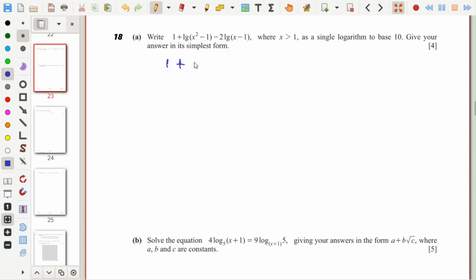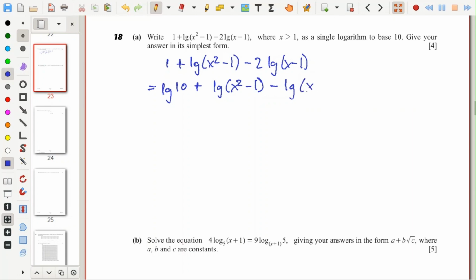1 plus... okay, you are expressing as a single logarithm. So this one can be written as log 10. From the power rule, your coefficient becomes your power. So here, this one can be written as x squared minus 1 all over, because it's minus, so your argument will divide. I can break this one down.